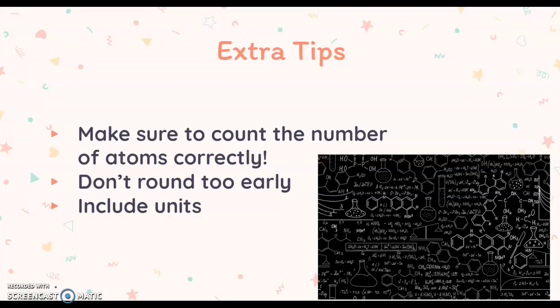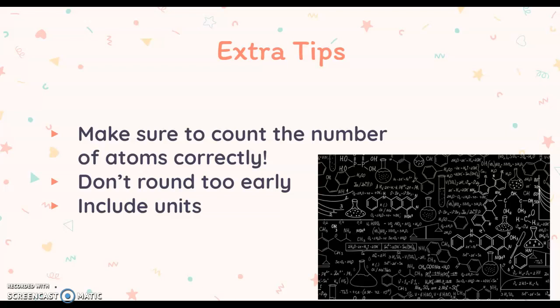So just some extra tips. Some really important things is really to make sure that you count the number of atoms correctly. Remember that when you have, like in that magnesium phosphate, if you're talking about 2 phosphates, make sure that you distribute those numbers.